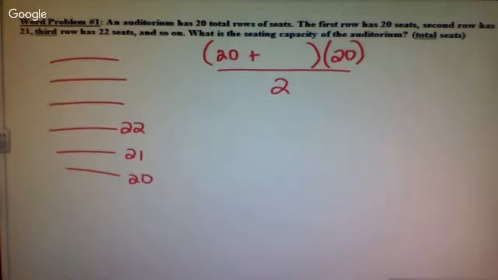Okay, word problem number 1. We have an auditorium with 20 total rows of seats. It tells me my first row has 20 seats, my second row has 21, 22, and so on and so forth. They want to know, what is the seating capacity of the auditorium? How many total seats do I have? So, what's my first number? 20. What's my last number? We don't know. We can find it. How many total rows do I have to add up? 20.